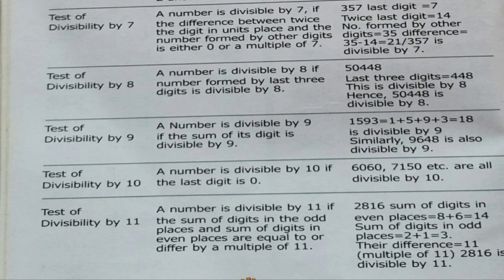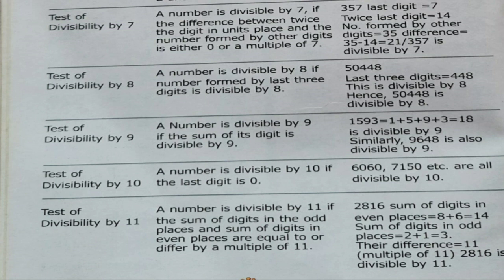A number is divisible by 8 if the number formed by the last 3 digits is divisible by 8. You can see the example 50448. The last 3 digits are 448. This is divisible by 8. Therefore the whole number 50448 can be divided by 8. A number is divisible by 9 if the sum of its digits is divisible by 9. It is the same as 3. A number is divisible by 10 if the last digit is 0. You can see the examples.